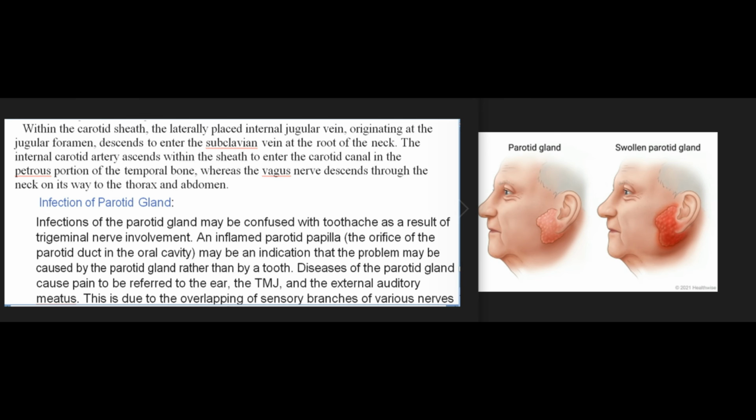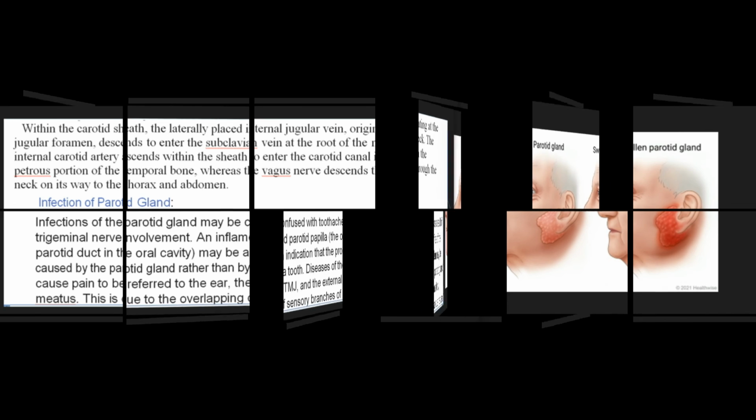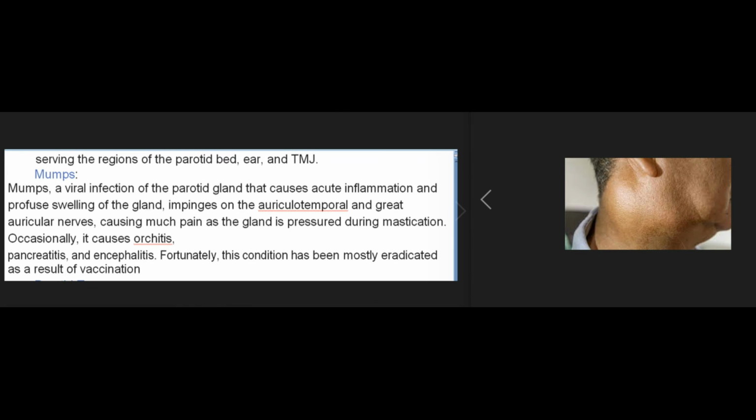Infection of parotid gland. Infections of the parotid gland may be confused with toothache as a result of trigeminal nerve involvement. An inflamed parotid papilla, the orifice of the parotid duct in the oral cavity, may be an indication that the problem may be caused by the parotid gland rather than by a tooth. Diseases of the parotid gland cause pain to be referred to the ear, the TMJ, and the external auditory meatus. This is due to the overlapping of sensory branches of various nerves serving the regions of the parotid bed, ear, and TMJ.